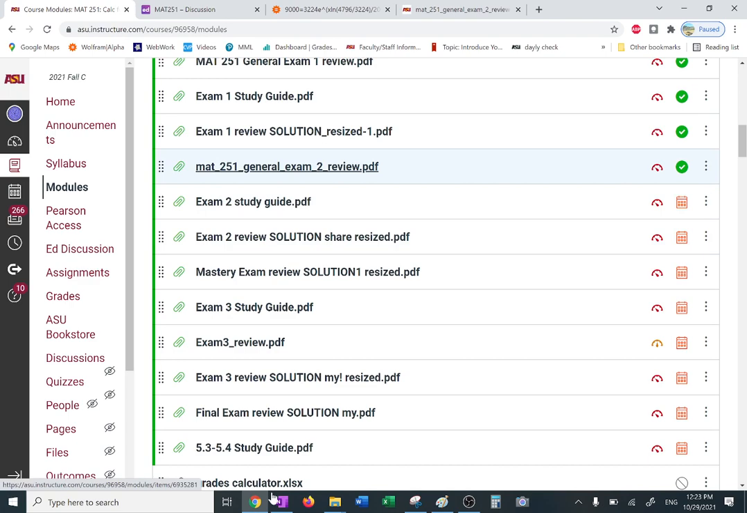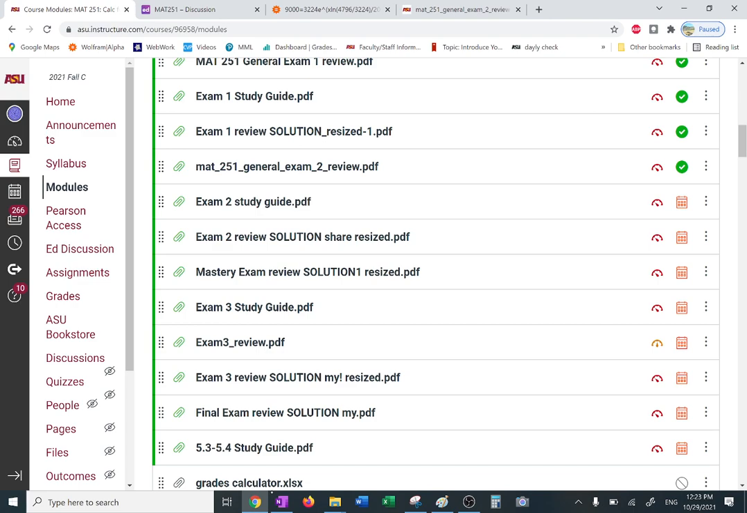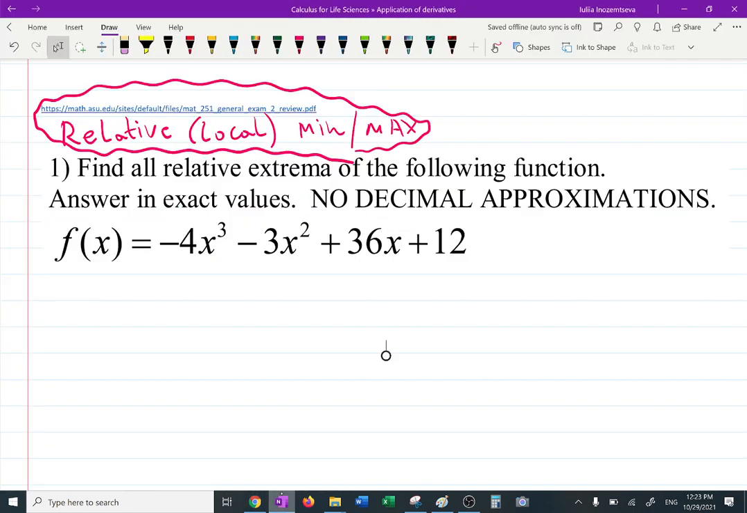Find the exam 2 review. This one is provided by your coordinator, so I'm going to follow this one. It looks like that. And we're going to do lots of problems from this review. My YouTube videos have lots of solutions for these problems, so you should have lots of resources to review.